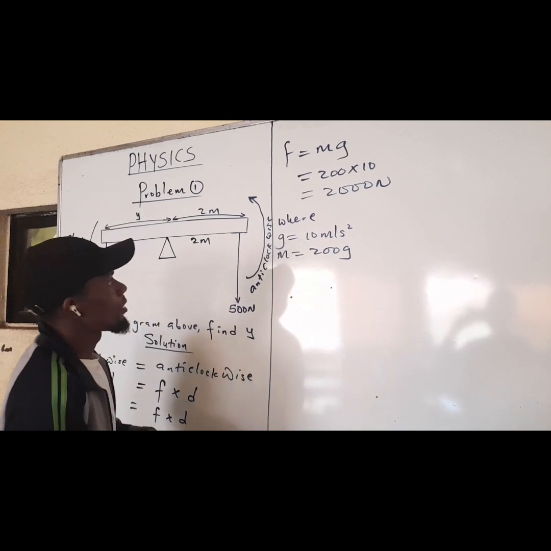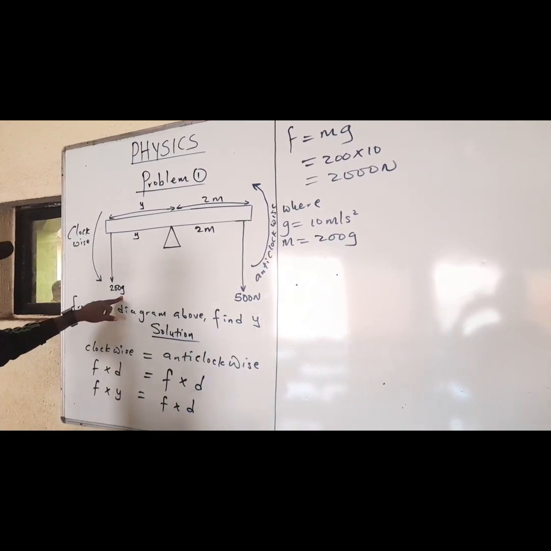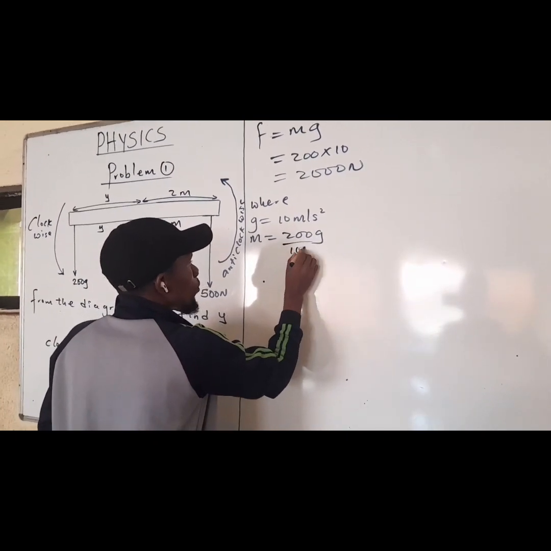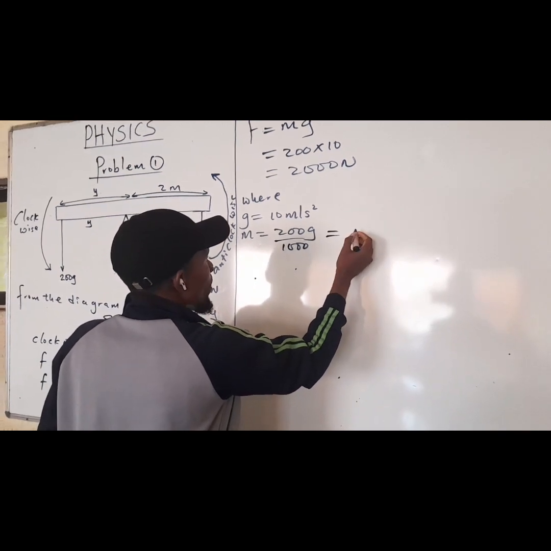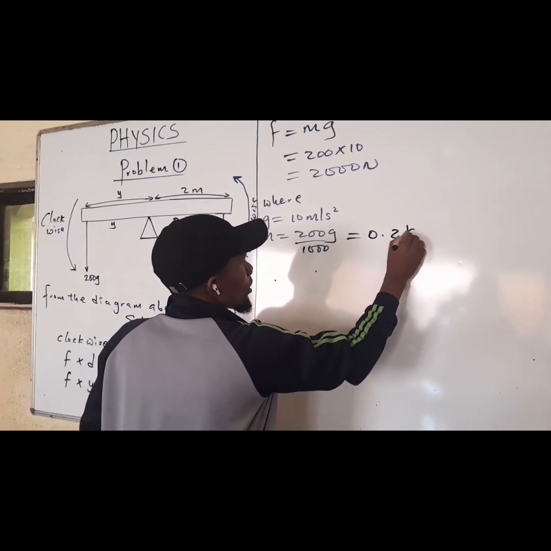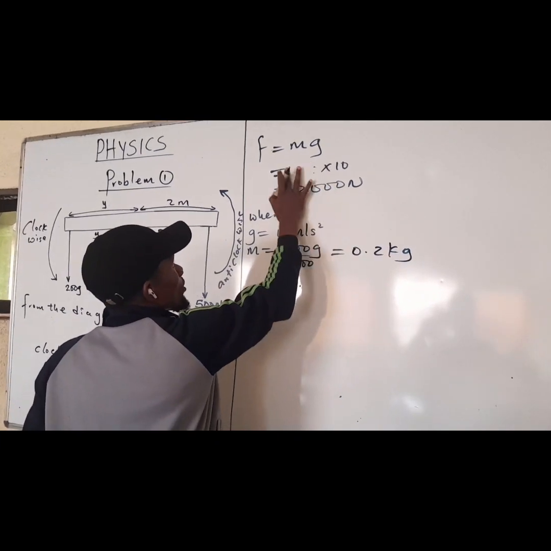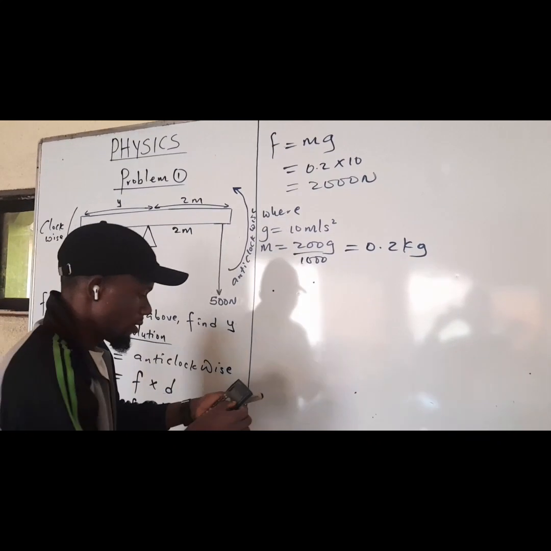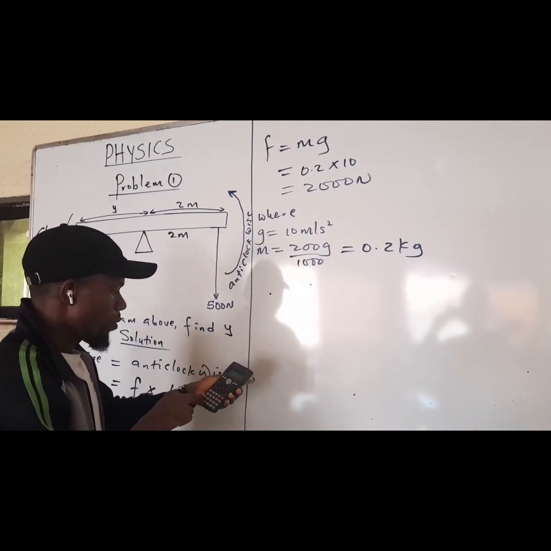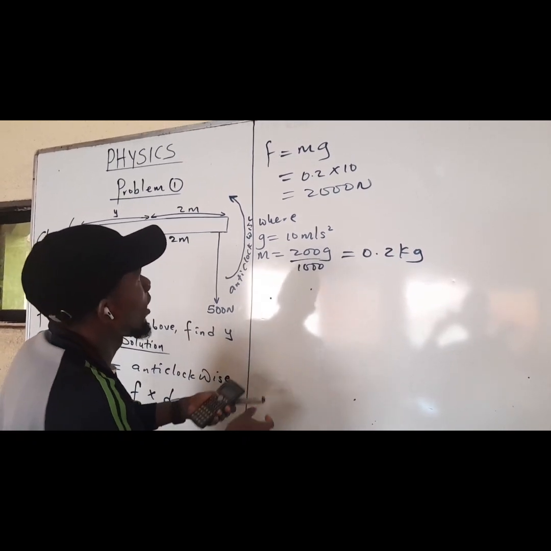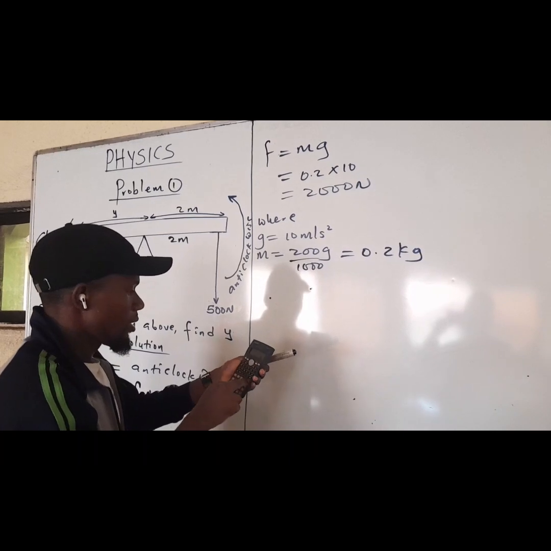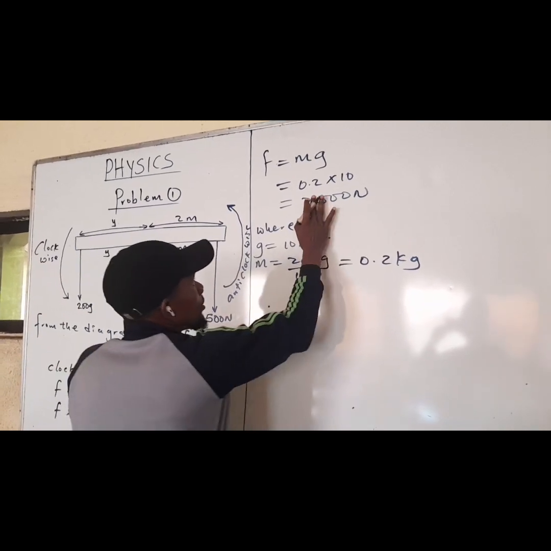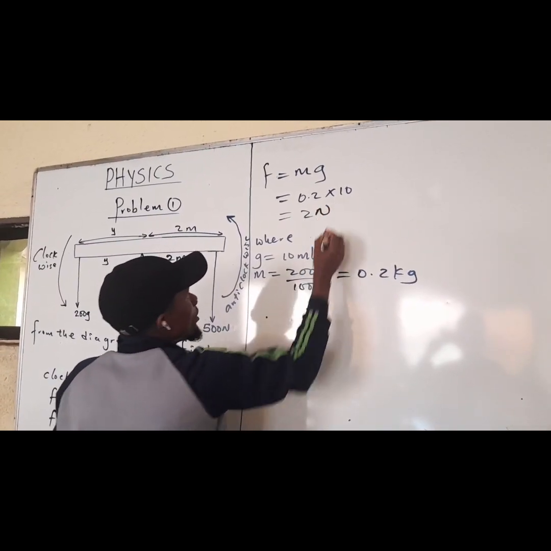Look at it now, I've made a mistake on this. This mass is in grams, so I need to convert it to kilograms, which is dividing by 1000. I'll have 0.2 kilograms. Let me confirm what I did: 200 divided by 1000 gives 0.2 kilograms. So this is now 0.2. My 0.2 times 10, I'll have 2. Sorry about that. So here is 2 Newton.